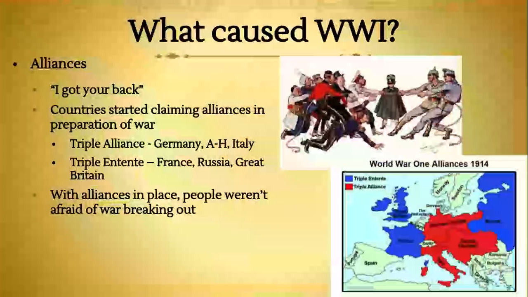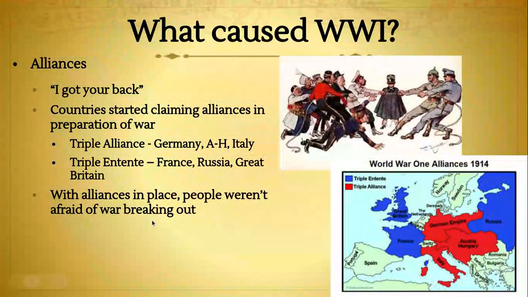When you get into alliances, when they knew that imperialism was causing bad blood and that tension was growing, they started getting people on their side, having each other's backs. So you can see who was on whose side: Germany, Austria-Hungary, and Italy, and then France, Russia, and Great Britain. And if you look at how those alliances work out, we are eventually going to join this side, the Triple Entente.